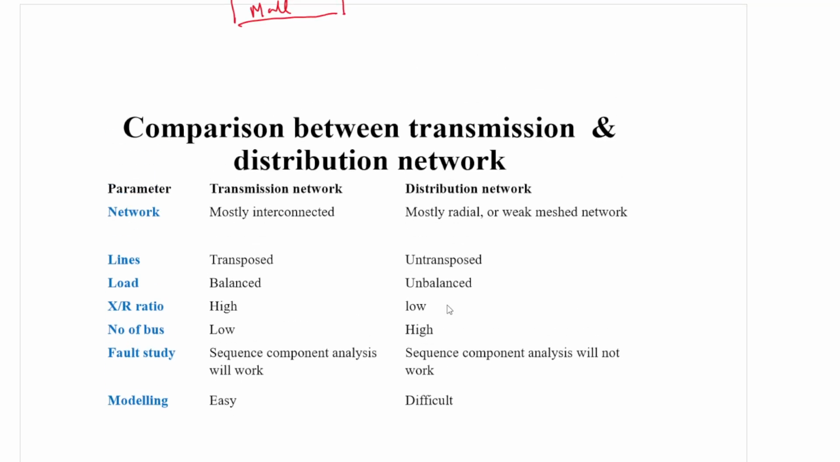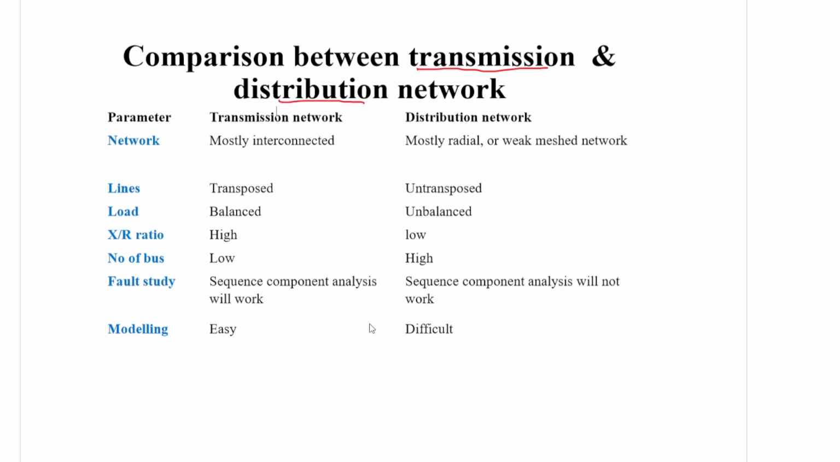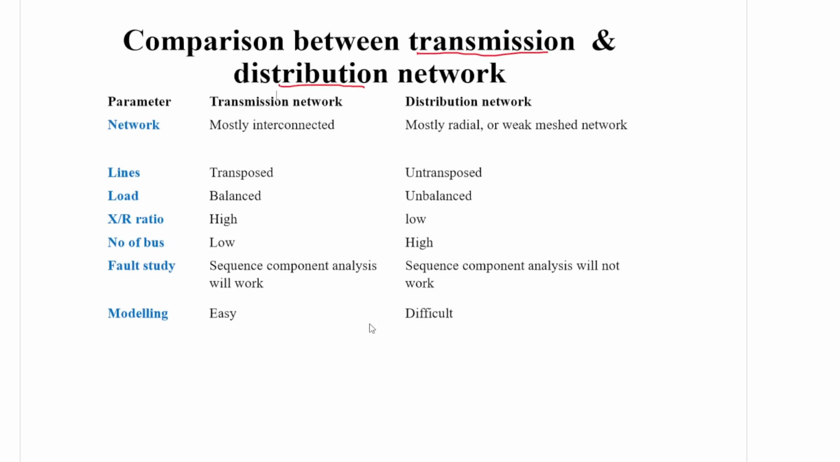Let us see what the differences are between a transmission network and a distribution network. If you consider the transmission network, it is mostly interconnected, and the distribution network is mostly radial or maybe a weakly meshed network. What do I mean by that?